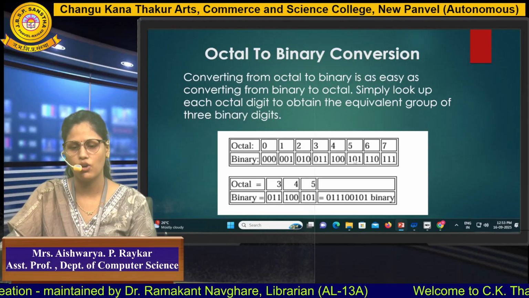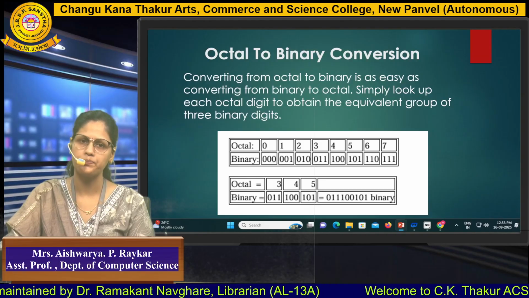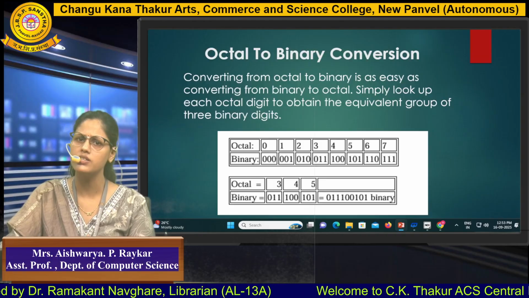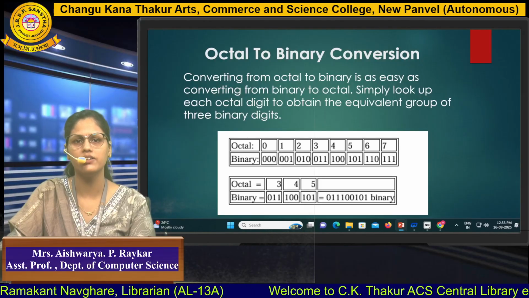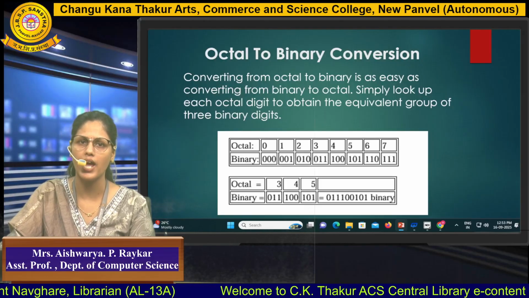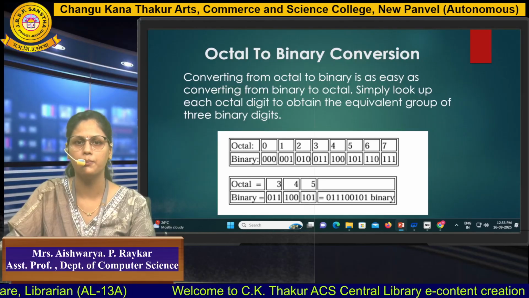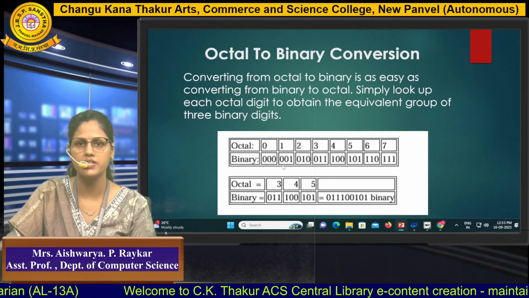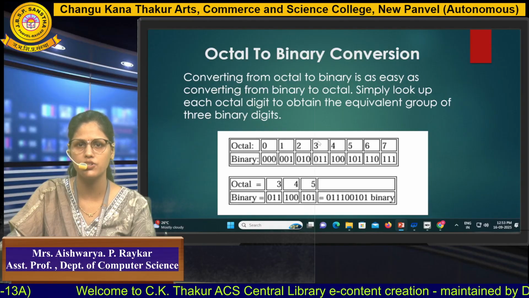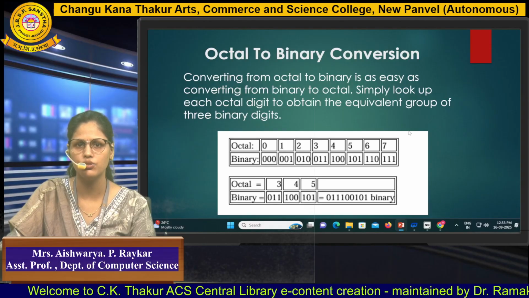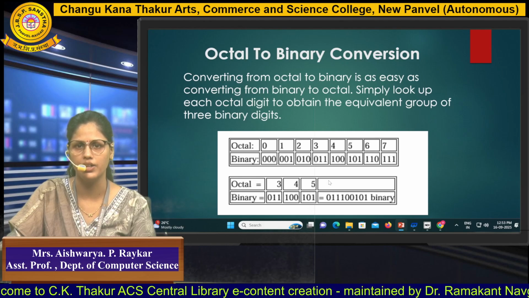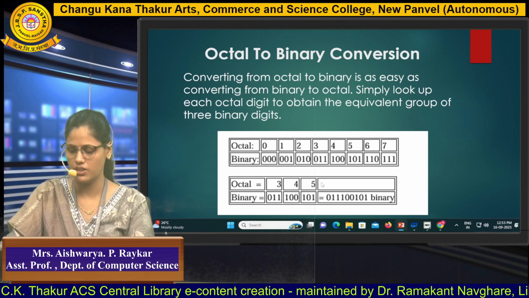And last but not least is octal to binary. While converting octal to binary, simply here we will be taking the 3-bit binary representation of every digit of octal number. So how do we represent 3? 011 is the binary representation of 3, 4 is 100 and 5 is 101. This is how we do the conversion.